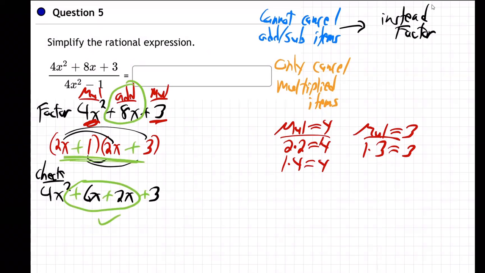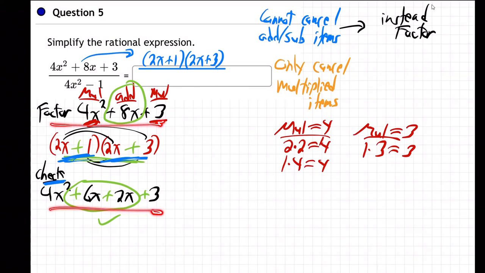So that's the top. I'll write it up here. The top is going to be 2x plus 1, 2x plus 3. Right? We just factored the top. We checked it to see it's really true. If you multiply it out, it will go back to be 4x squared plus 8x plus 3.